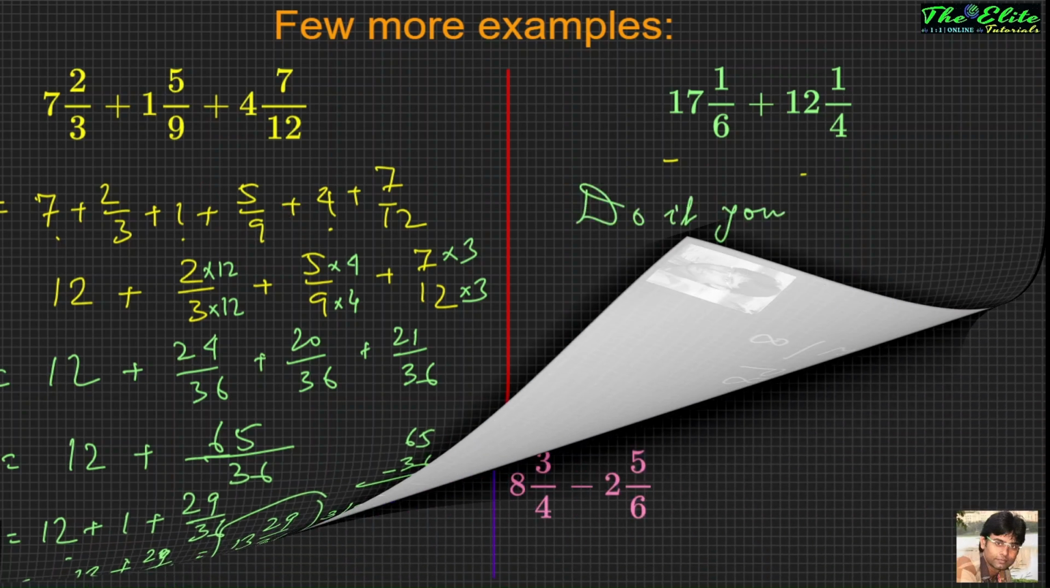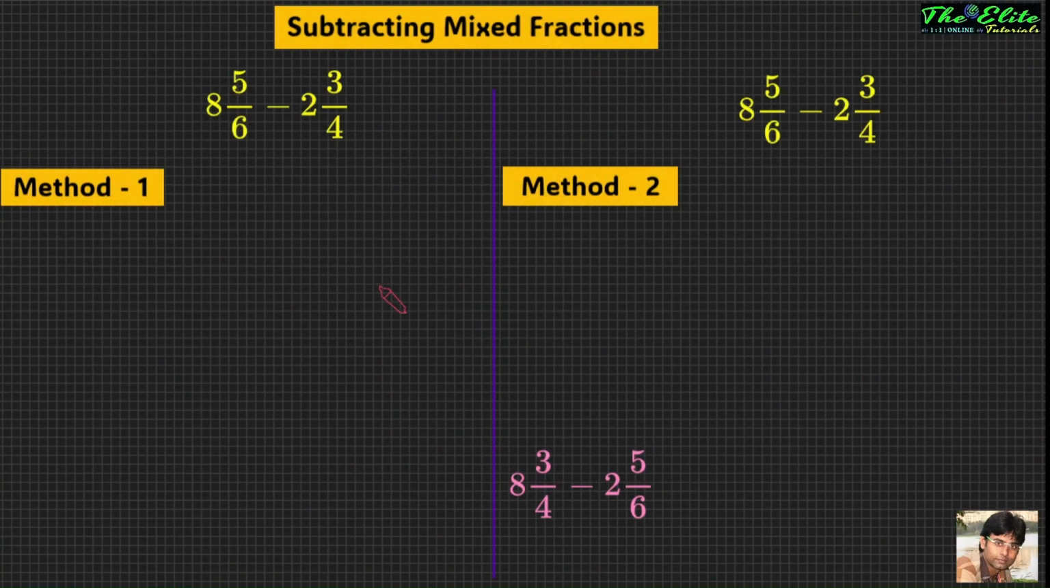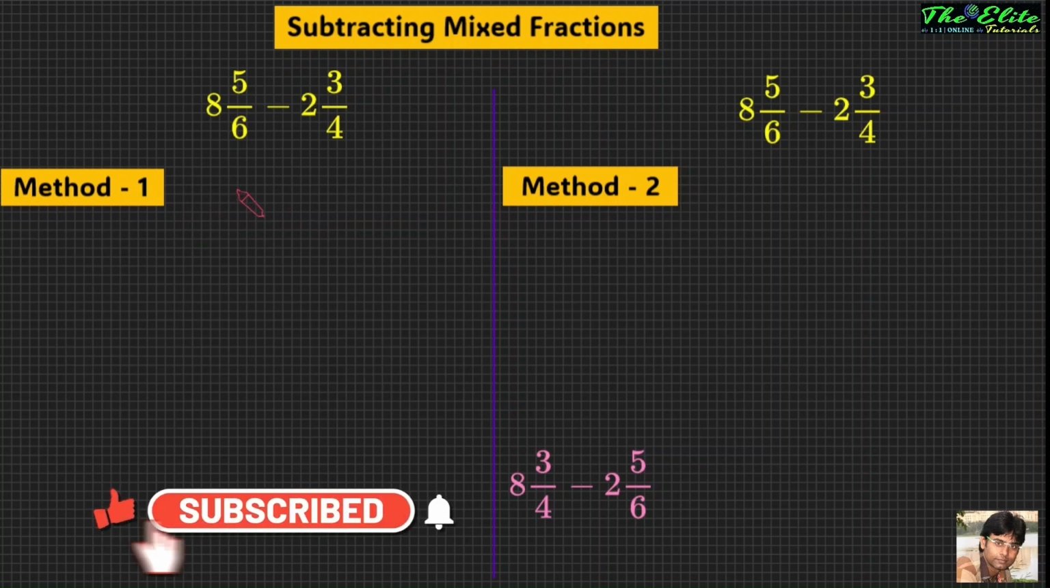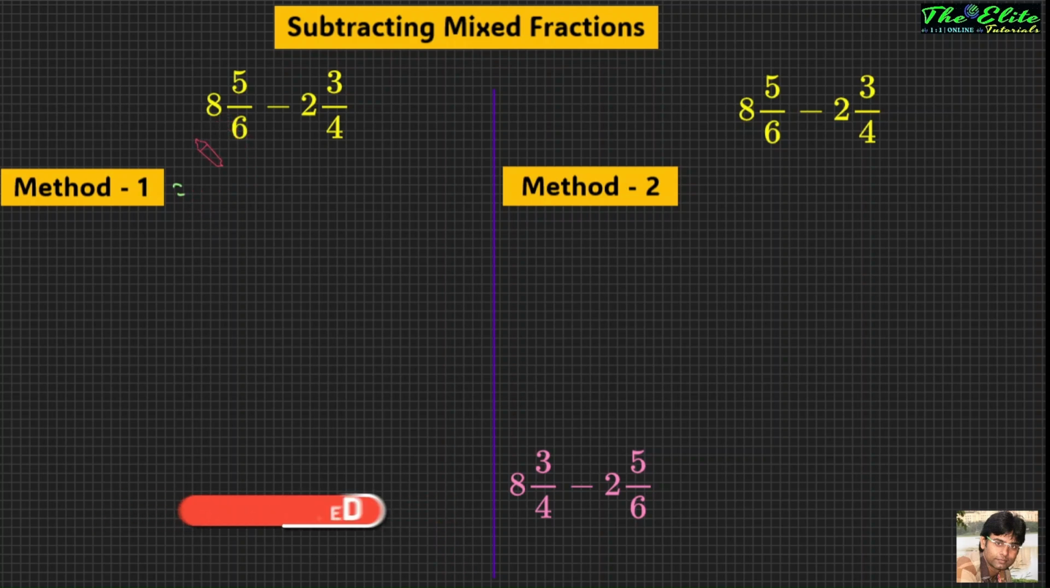Now do it yourself. Now it's about subtraction of mixed fractions. Yes, the same process we will use. Method number 1 will be the same as we used in the addition. Method number 2 will be the same as we used in the subtraction. So now, being very quick, I will just tell you, if you use method number 1, it is going to be 8 times 6, 48, 48 plus 5, how much? 53. Okay, 53 by 6.